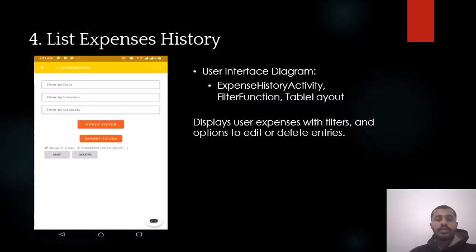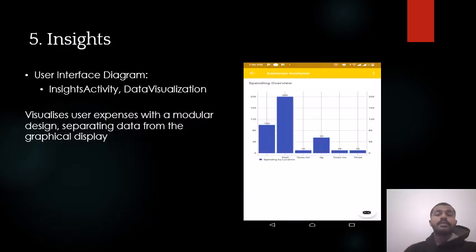List expense history. The list of expense history features and displays all the user's added expenses depending on the logged-in user in the application, with filters and the option to edit or delete entries. The insights user interface visualizes the user's expenses using a better approach and clear graphical communication. The UI follows a modular design by separating data from the visualization component for the expenses added by the current user.